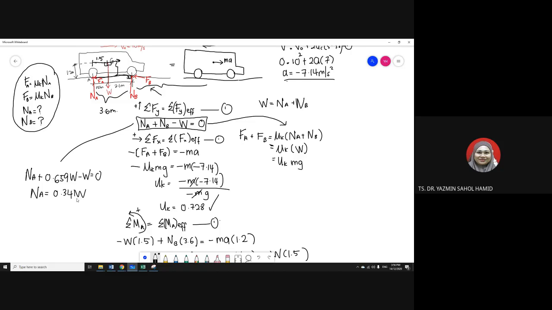Okay. Lepas tu boleh cari FA dengan FB. So FA tadi kan formula dia adalah mu KN. So kita just letak our mu K yang kita cari tadi. Mu K tadi kita apa? 0.728 kali dengan NA 0.34 W. So last kita dapat FA. FA akan jadi 0.728 kali dengan 0.34. Kita akan dapat 0.2475, so 248 W. Sebab jawapan kita dalam sebutan W.